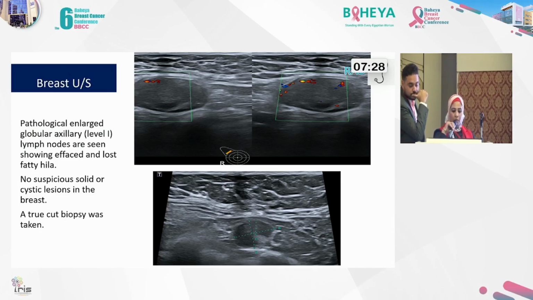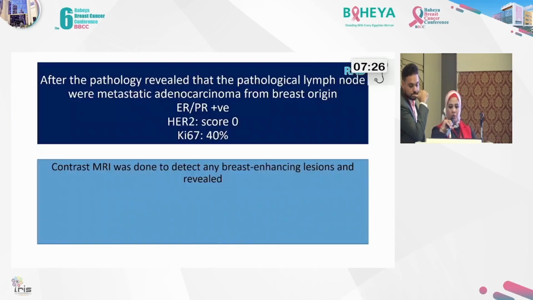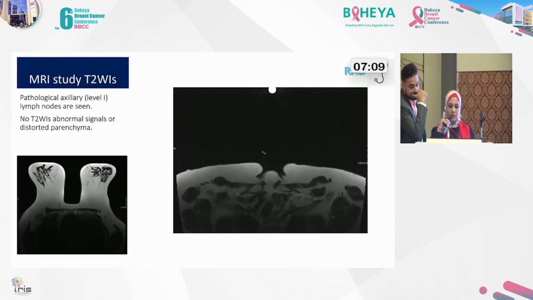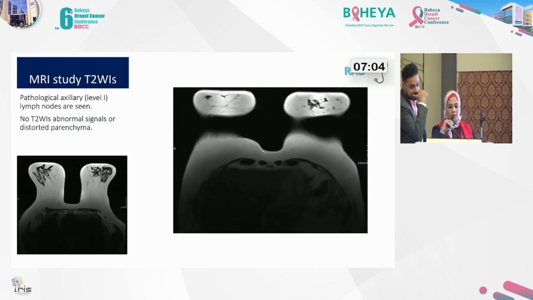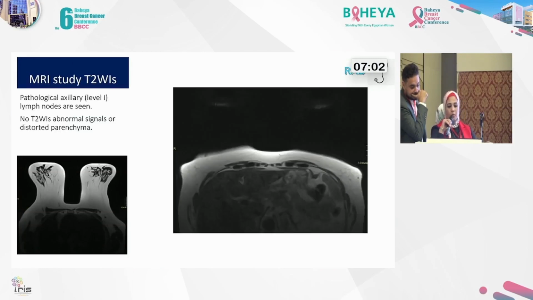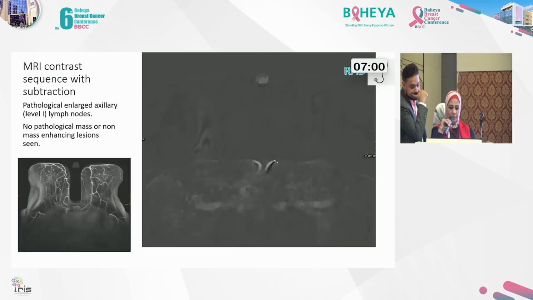Tru-cut biopsy was done from the lymph node. The pathology revealed that the pathological lymph nodes were metastatic adenocarcinoma of breast origin, ER and PR positive, HER2 negative, Ki-67 40%. Contrast MRI was done to detect any enhancing breast lesions and revealed pathological axillary level 1 lymph nodes, with no abnormal signals or distorted parenchyma on T2 weighted images.